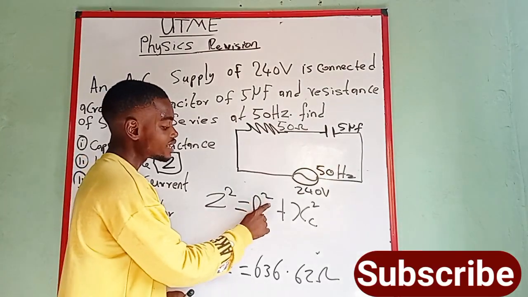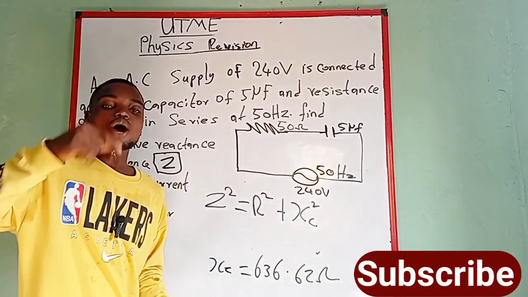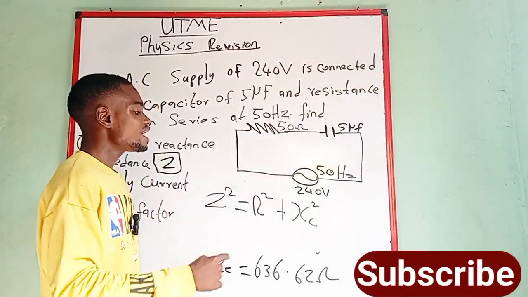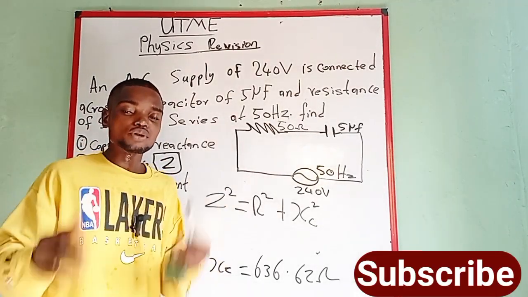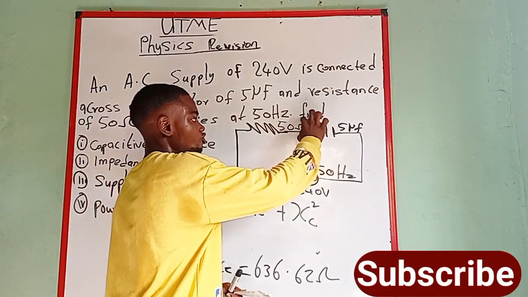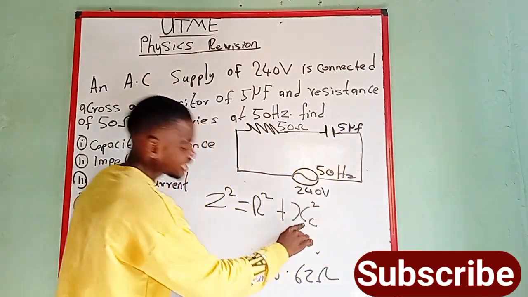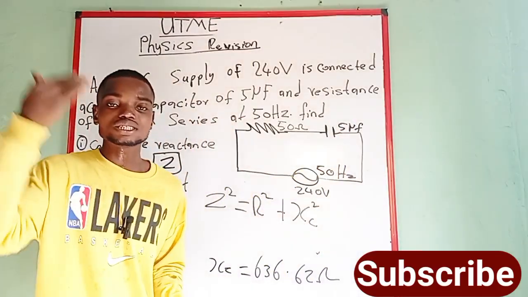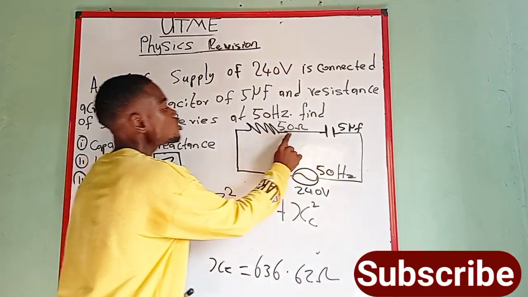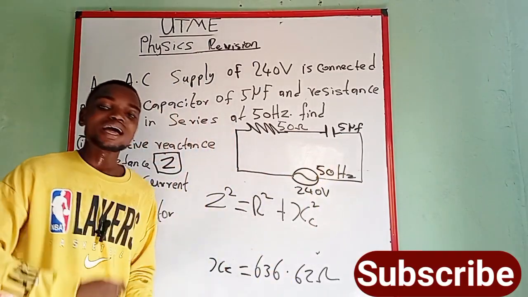Because impedance, represented by Z, is the total opposition to the current, to find it you are going to add the resistance, which is also opposing a current, and the capacitive reactance, which is also opposing a current. Because we have only a resistor and a capacitor, this is the formula.